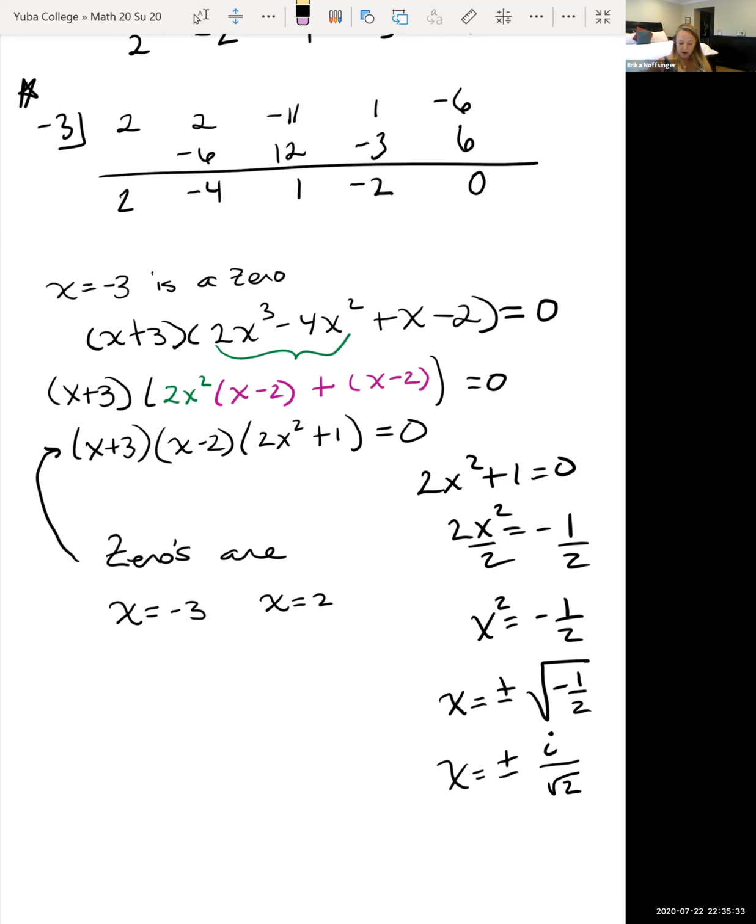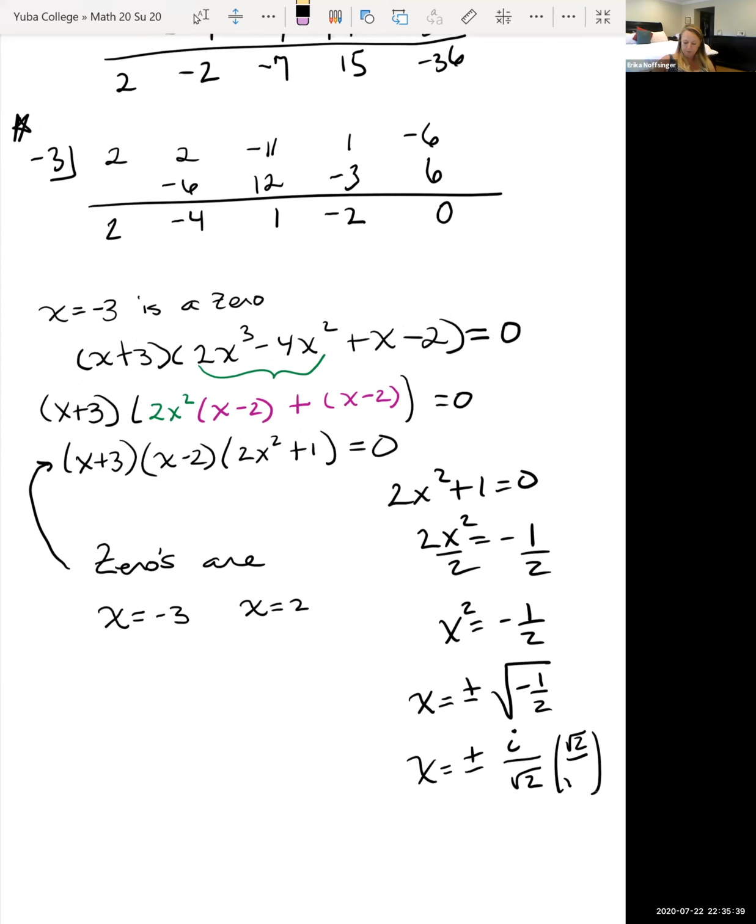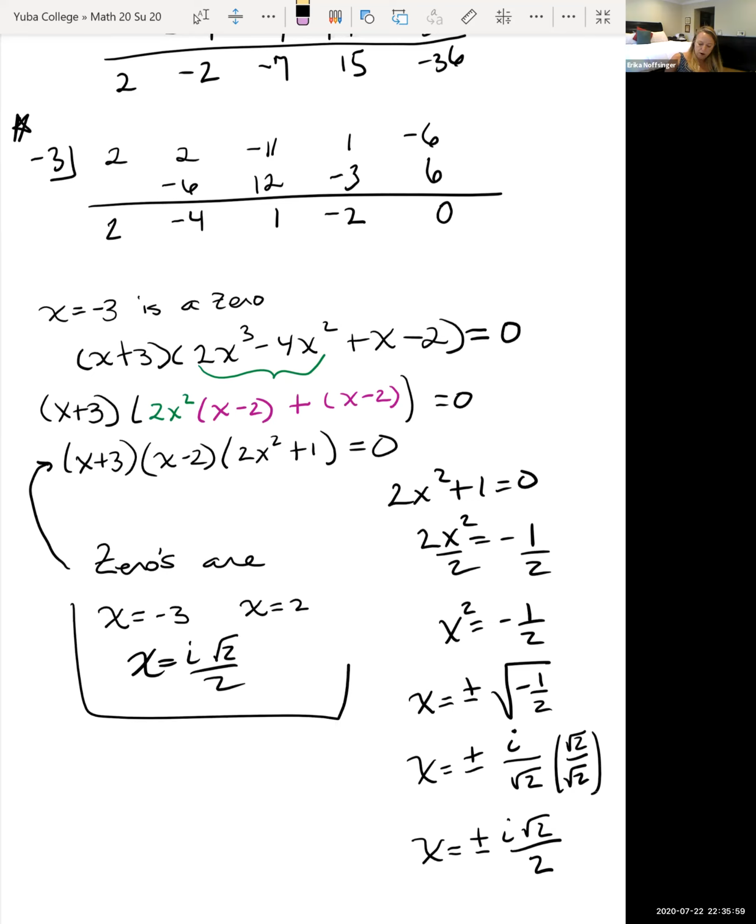You should get good at rationalizing denominators, so let's do it. Multiply both top and bottom by root 2. So we get x is equal to plus or minus root 2 i, or i root 2, all over square root of 2 times square root of 2, square root of 4, which is 2. Okay, so we have 4 complex zeros. Oops.